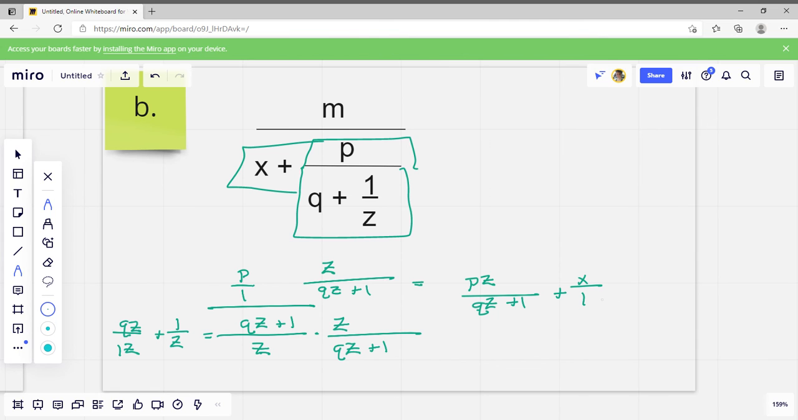I got to get a common denominator. So I need to multiply this times QZ plus 1. And I need to multiply this times QZ plus 1. So I'm going to have XQZ plus X. Okay, just multiply there and there. Plus my PZ. And all that is over QZ plus X. So let me rewrite that. XQZ. My pen's not wanting to cooperate.